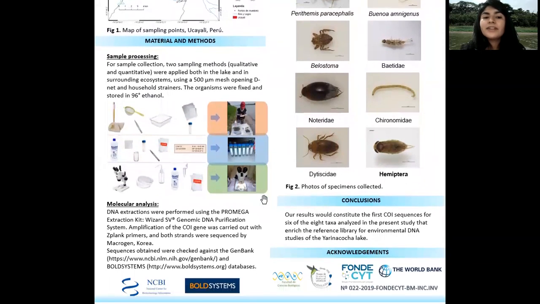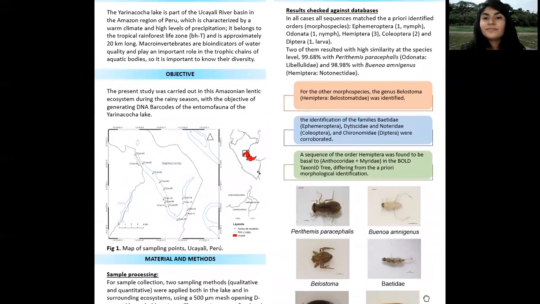For the molecular analysis, all DNA extractions were performed using the Promega extraction kit, and the amplification of the COI gene was carried out with Zeta Plank primers, and both strands were sequenced by Macrogen Korea. Sequences obtained were checked against the GenBank and BOLD Systems databases.